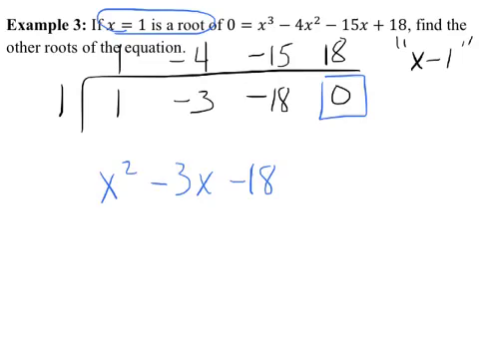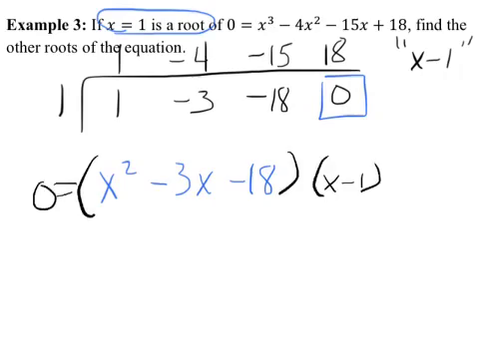Because we're told that this was a root earlier, right? This x minus 1 was a root. So therefore, if this is a root, that means that we've now got one of the factors. Right? What's the other factor? Well, the other factor, I'll just write it over here on the side, is x minus 1. That's what this equation really is. This equation that we started with up here, this is what's really going on right now.